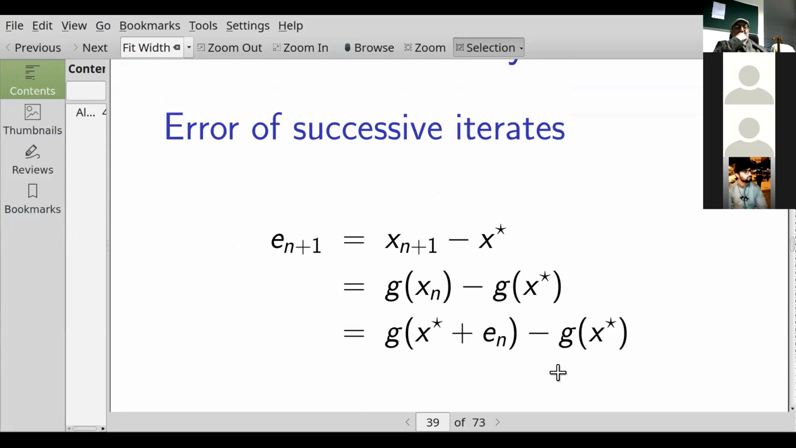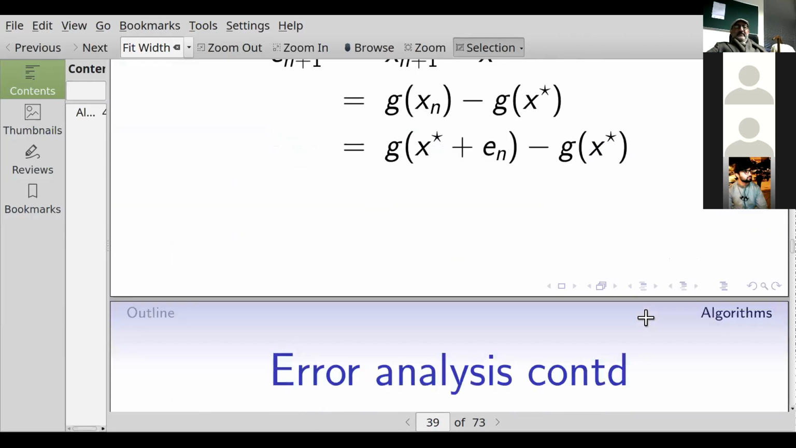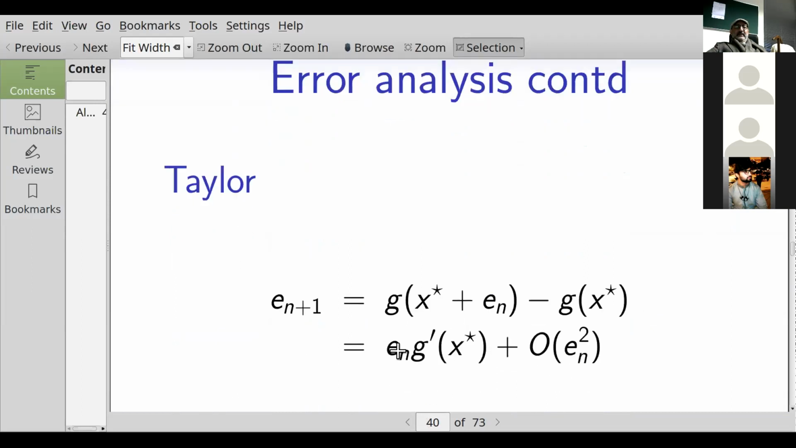So the nth estimate is what? Well, it's the same as x star plus the nth error, the way I've defined the nth error. So g of x star plus e_n minus g of x star. Okay. Now, as I said, we're just going to see Taylor over and over and over again, right? So this is what the n+1 error was. Now, what's this? Remember, g of x star plus e_n is g of x star plus the derivative of g at x star times e_n plus terms in e_n squared.